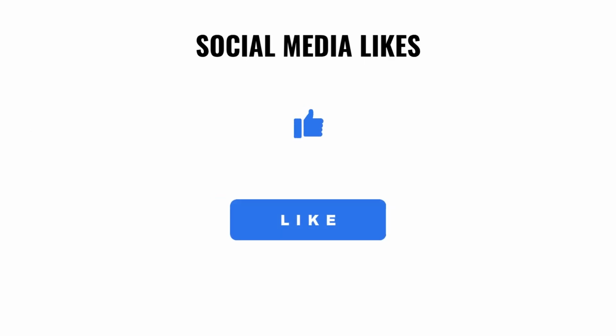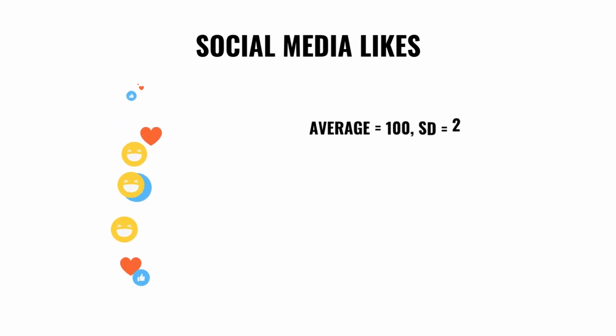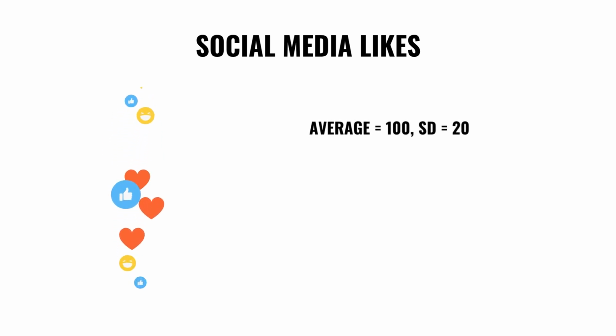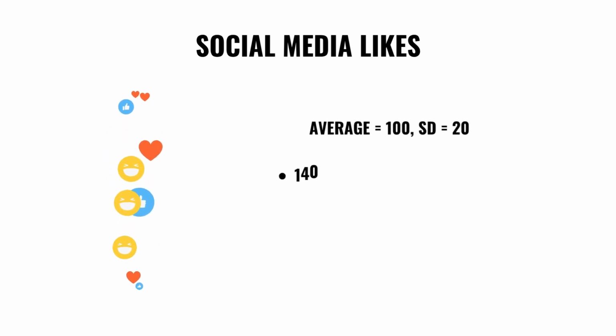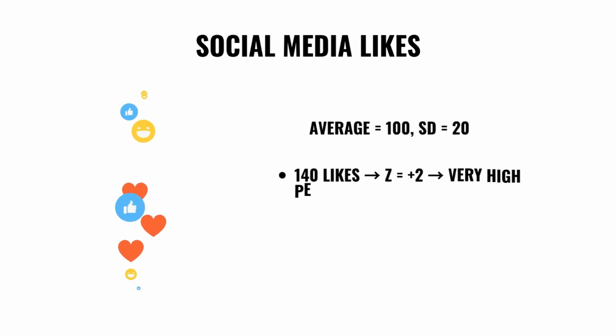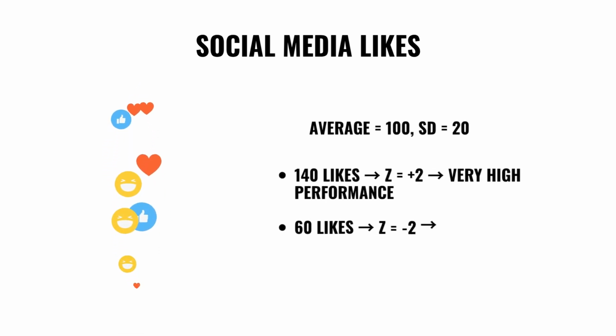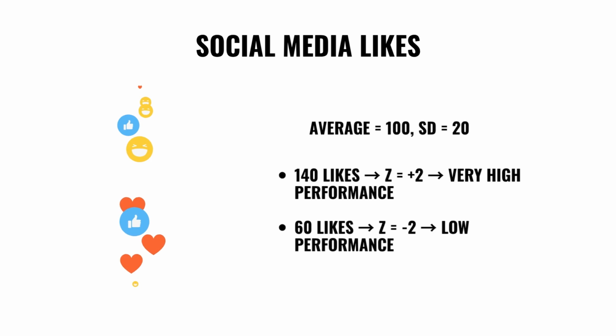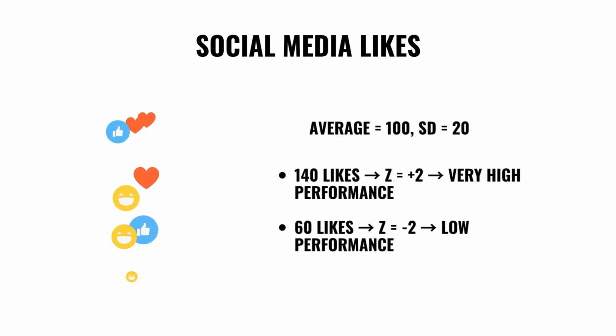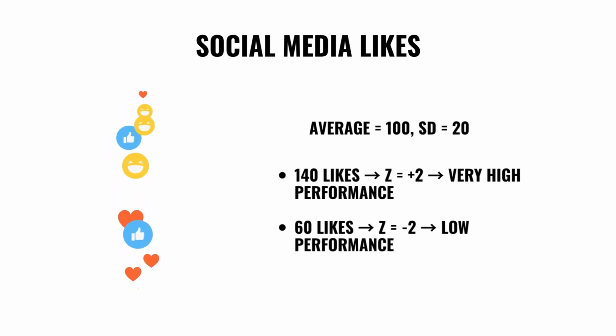Now consider social media. Average likes is equal to 100. Standard deviation is equal to 20. If a post gets 140 likes, that's above average. Positive z-score. If a post gets 60 likes, that's below average. Negative z-score.